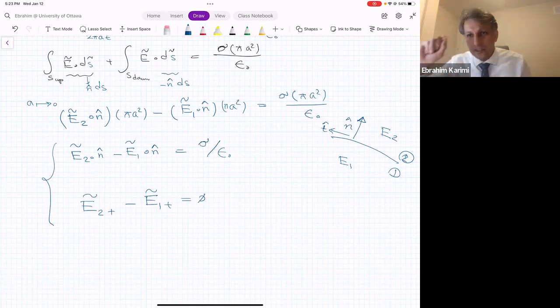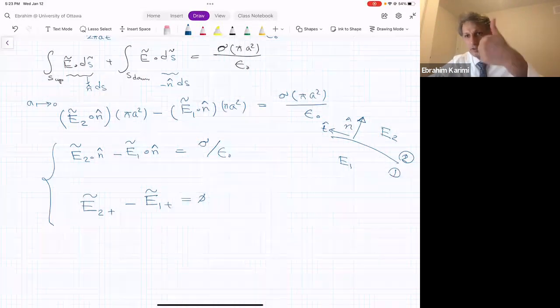They call it continuity of the field at the boundaries. Good?